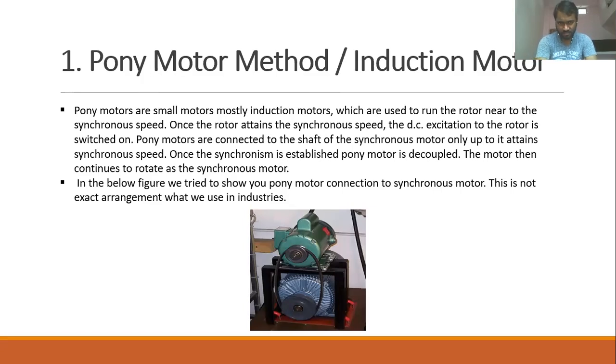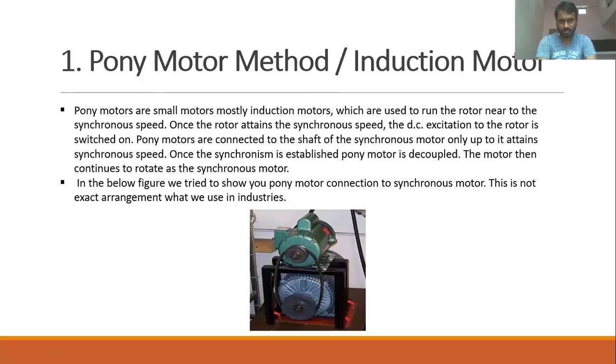When these small induction pony motors are connected to the synchronous motor, they will make the rotor rotate near to the synchronous speed. Once the rotor of the synchronous motor is brought near to the synchronous speed, excitation is given to the synchronous motor, so that with the given DC excitation, the rotor which is rotating near the synchronous speed will be pulled into synchronism.